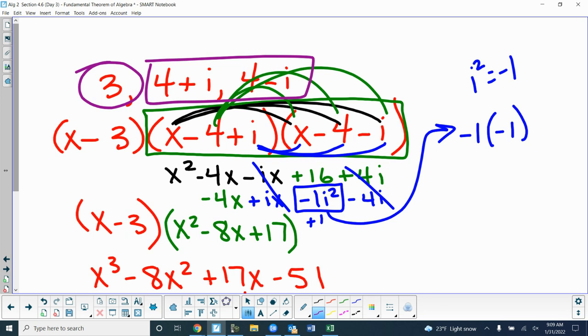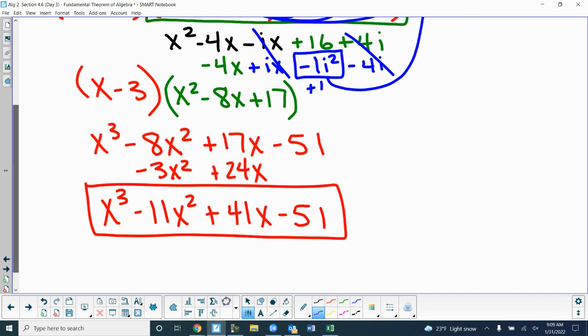If you were given this, you know there's 3 zeros, right? When you look at the graph, if you only see 1, or if there's 4 zeros and you only see 2, you're going to have to do synthetic division to simplify your polynomial so that you can figure out the imaginary ones. You always use the quadratic formula? Yes.